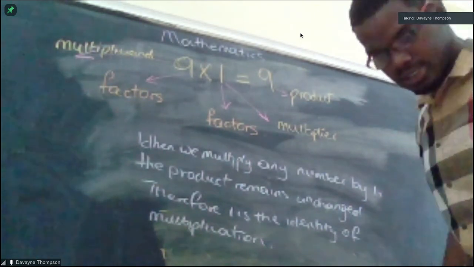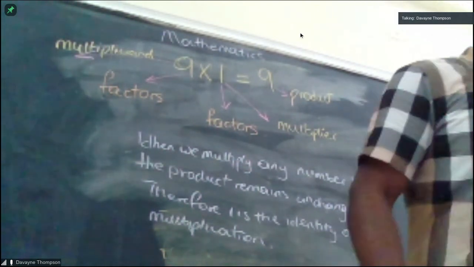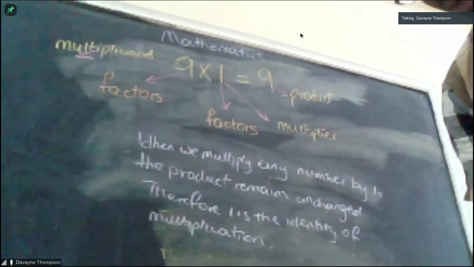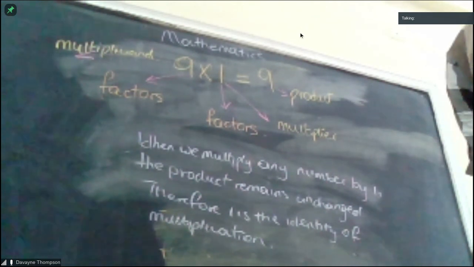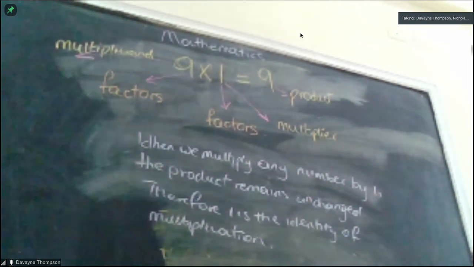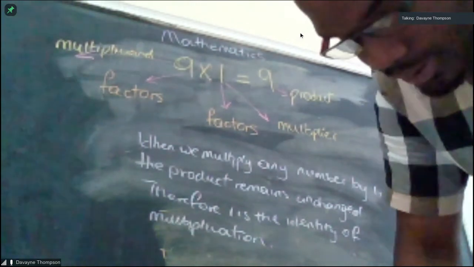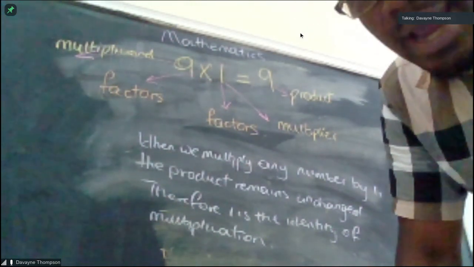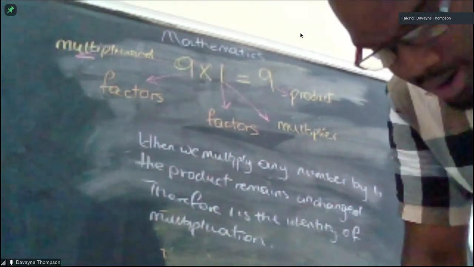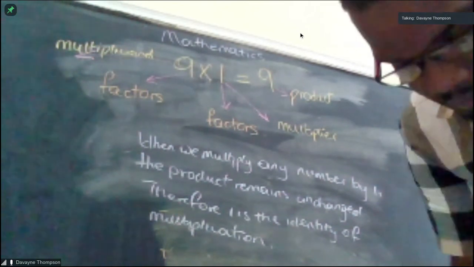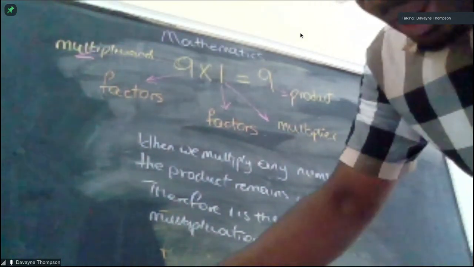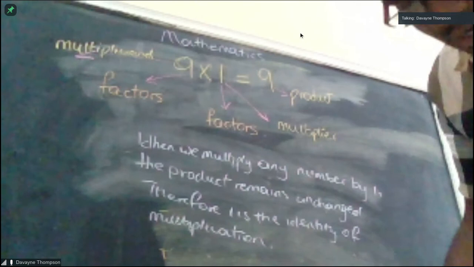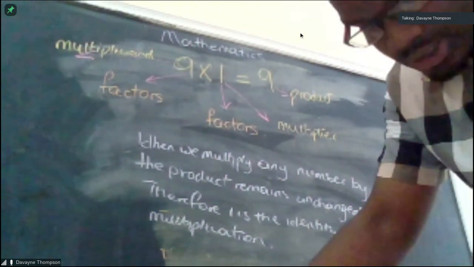Now, we're going to get into the identity of the next one. Sir, can I be excused? Sure. So, there are only 2 identities in math. There's an identity for multiplication and an identity for addition. There is no identity for division nor subtraction.